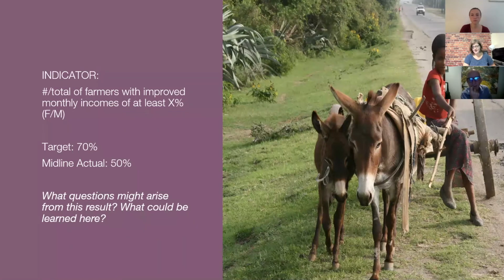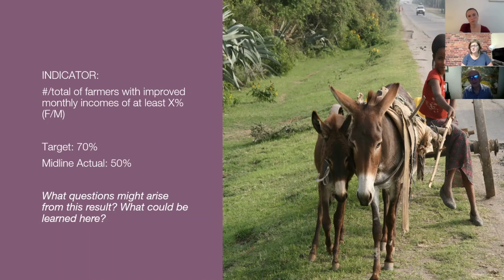Yep. I have a couple I'll throw out there. For me, the first thing I would want to know is how close to achieving that target the other farmers are. So did all the other farmers, are their monthly incomes not improving at all? Or had they also improved, but not quite at that target of at least X%? So I would want to know how close you actually are to reaching the 70% achievement of the target, and then go from there in terms of whether course correction needs to happen. You might find out, you know what, we're probably going to achieve 70% next month because everyone's really close.